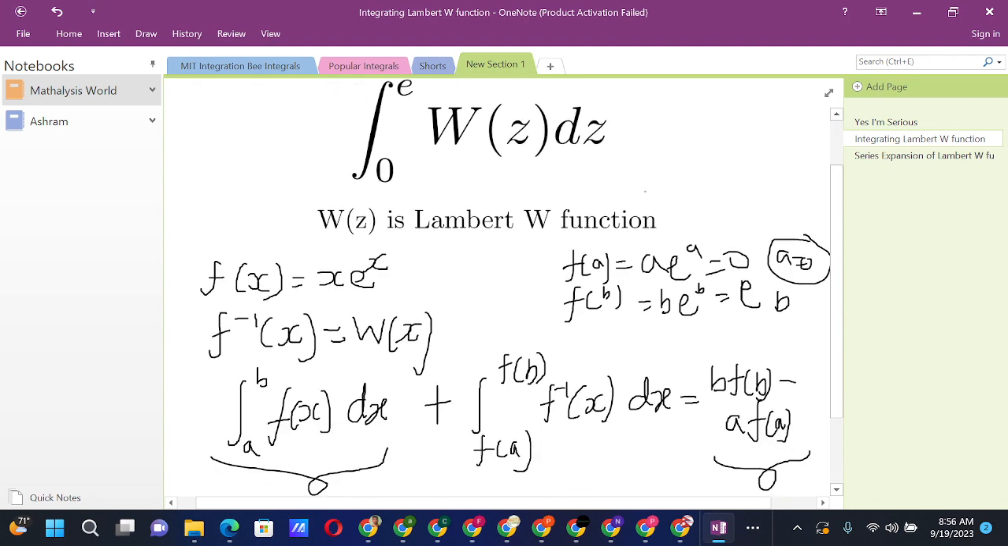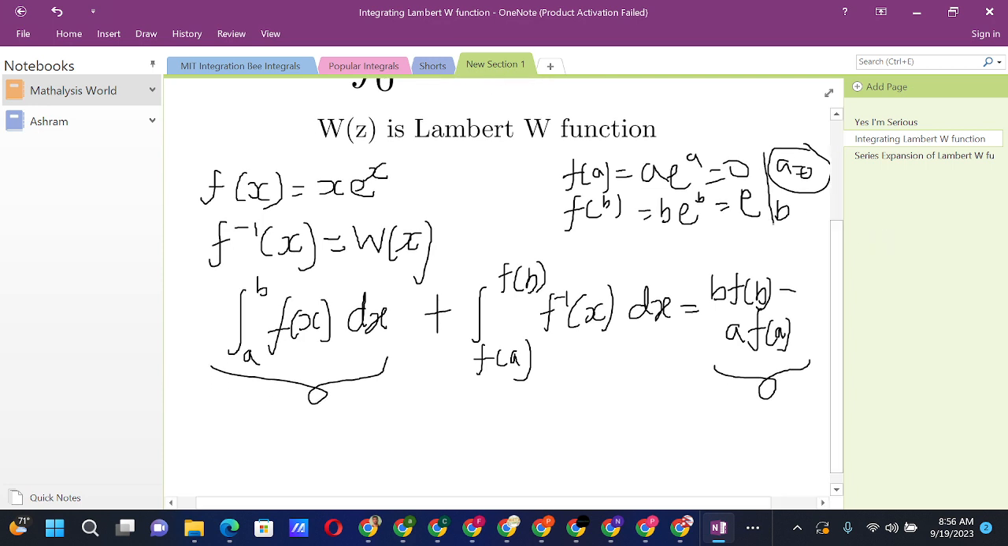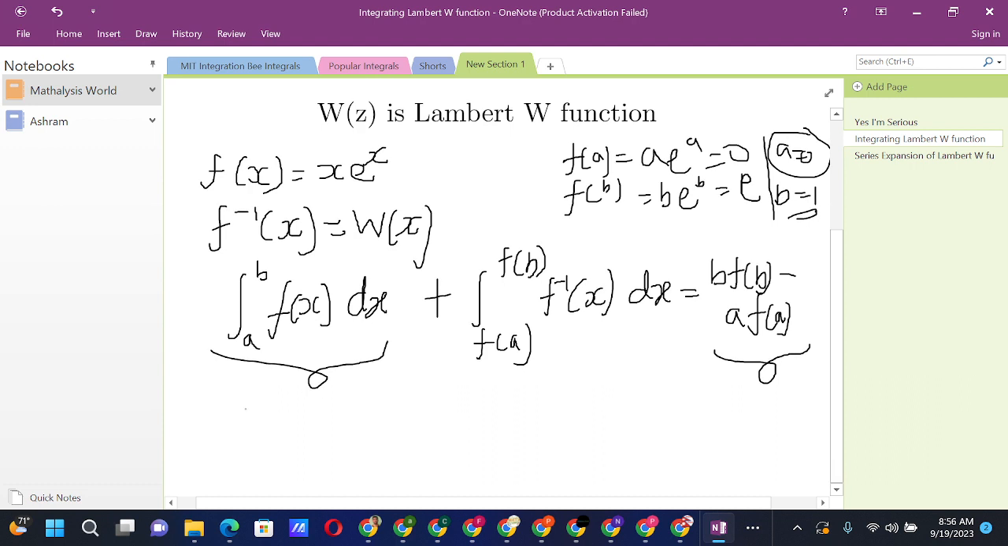To get e, we need b to be 1. So we have the values of a and b now. What we can do is integrate this from 0 to 1, that's a equals 0 and b equals 1. F of x is x e to the power x dx, and from f of a to f of b.